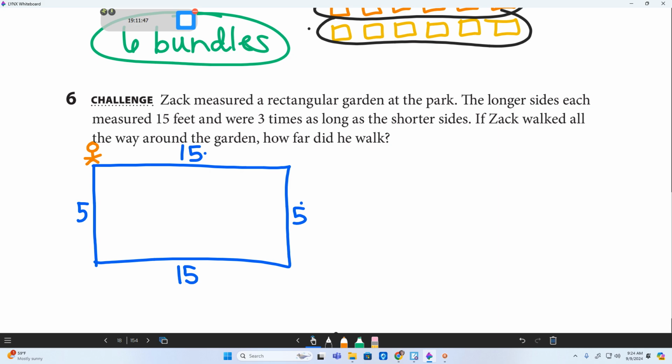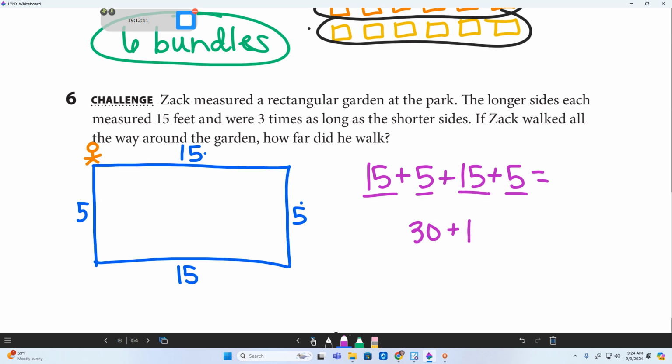So how far did he walk? That's finding, if you know this word, the perimeter of the shape. So 15 plus 5 plus 15 plus 5, adding all the sides together. And you can do it in any order. Okay, I know the 15 and the 15 is 30. The 5 and the 5 is 10, giving me a final answer of 40. And I'm going to label it, of course, 40 feet.